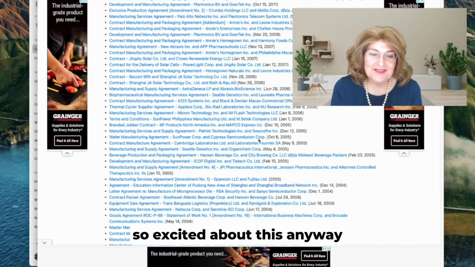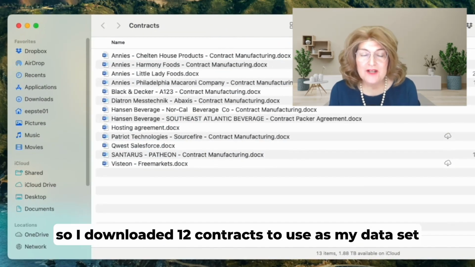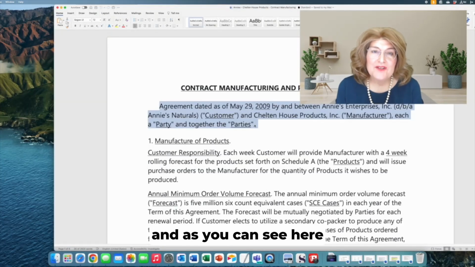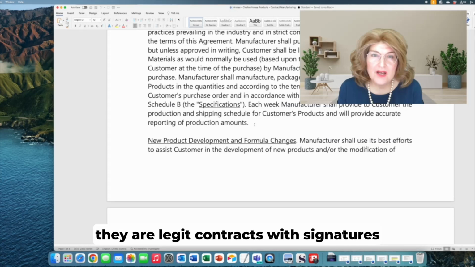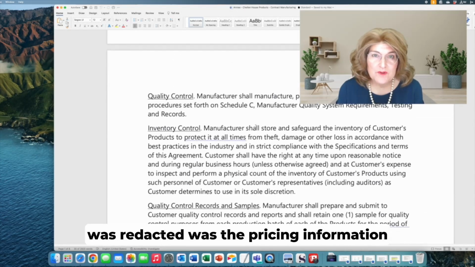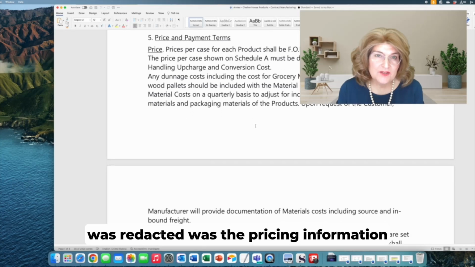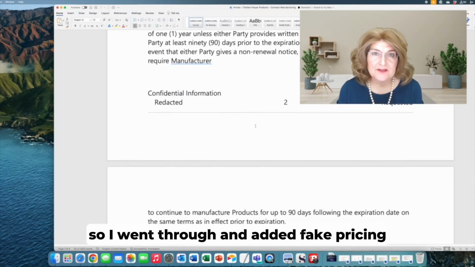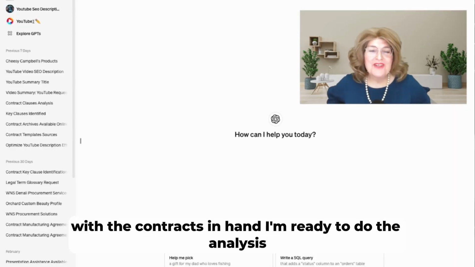So excited about this. Anyway, so I downloaded 12 contracts to use as my data set. And as you can see here, they are legit contracts with signatures, full-on terms. And the only thing that was redacted was the pricing information. So I went through and added fake pricing. With the contracts in hand, I'm ready to do the analysis.